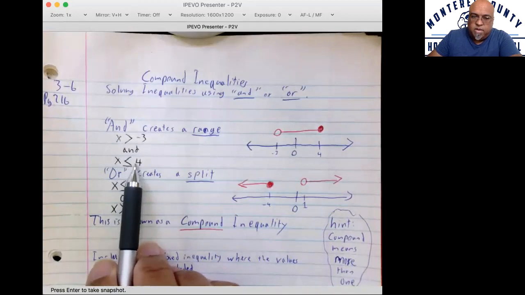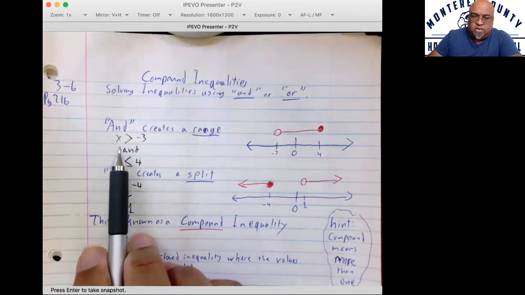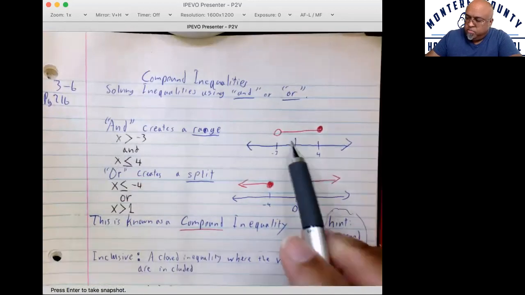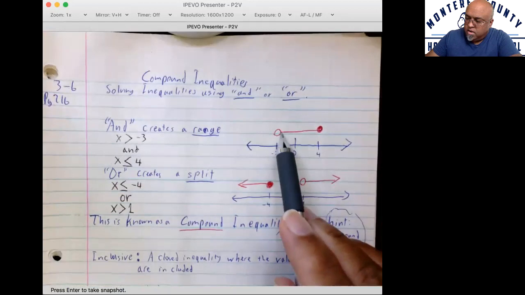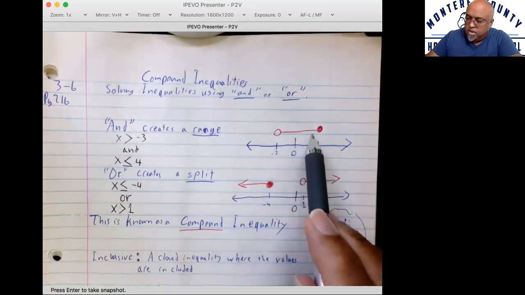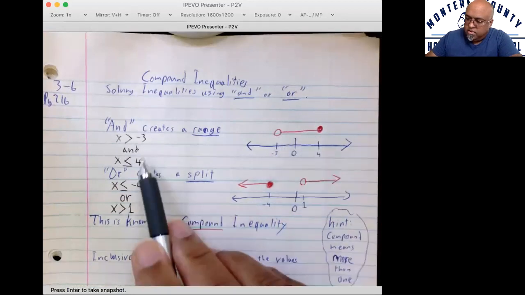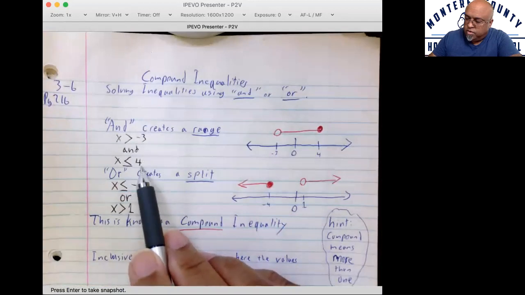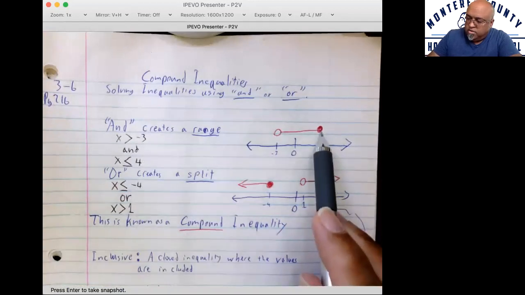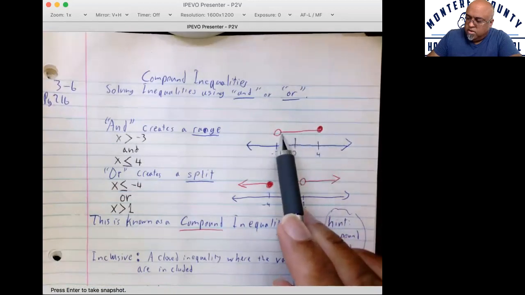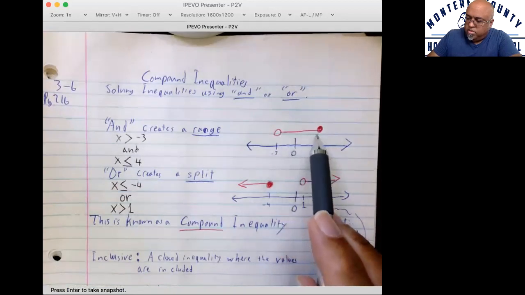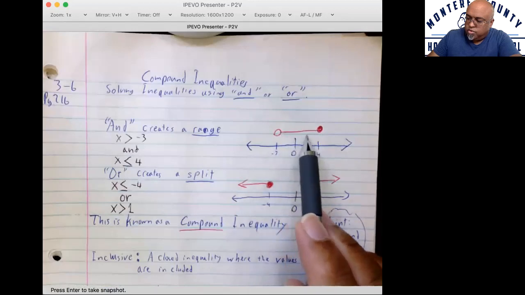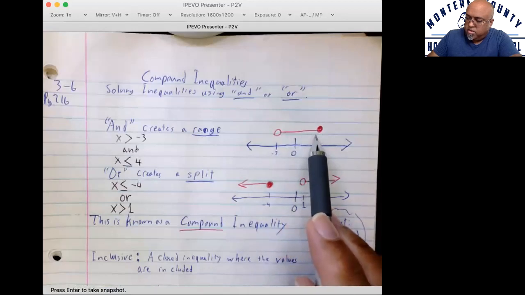So if I graph that, let's see, X is greater than -3. So I have an open inequality and a line going this way. And X is less than or equal to 4. So I have a closed dot, a closed inequality, and it's less than 4. So where both of these lines are true would be the compound inequality.